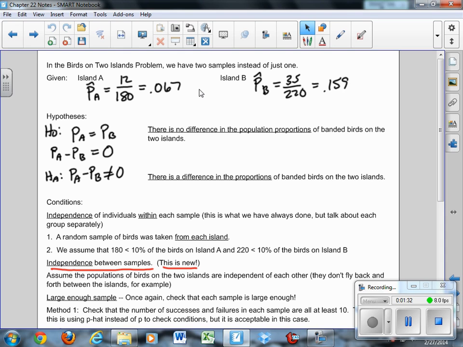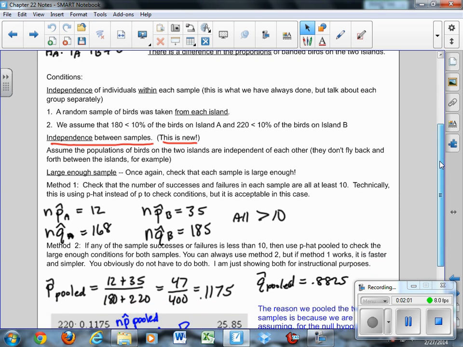So we start out by saying, as our null hypothesis, there is no difference in the population proportions of banded birds on the two islands. In other words, proportion A should equal proportion B. Since we need a number for our null hypothesis, we just subtract proportion B from proportion A, and we say the difference is 0, and that becomes our null hypothesis. Our alternate hypothesis is that there is a difference in the two islands.